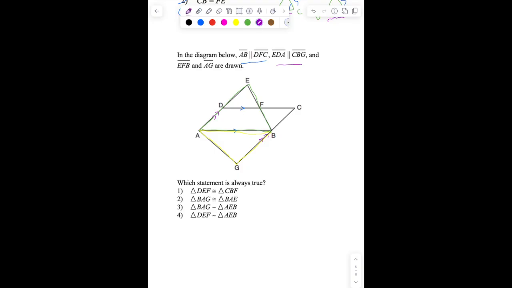So we do have the purple parallel lines. So we do have these alternate interior angles. And I'm not seeing anything else we can get between those two triangles. So I don't think those two triangles are going to be similar.